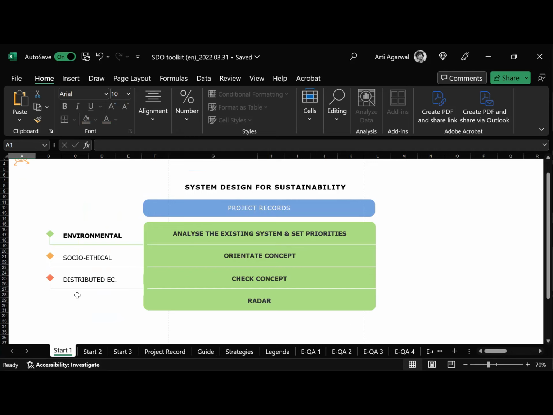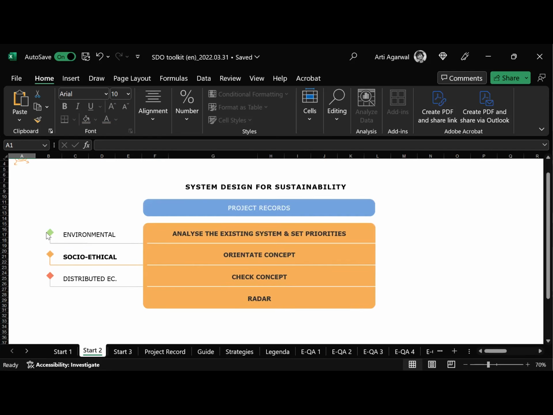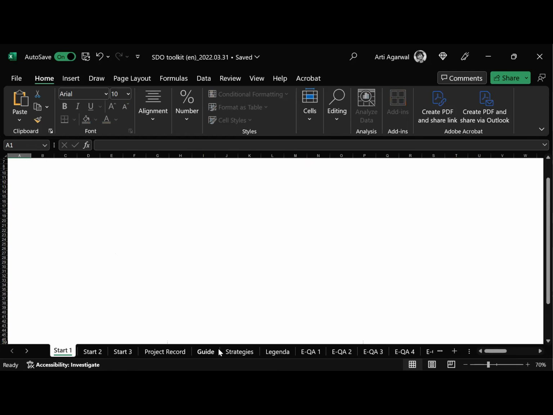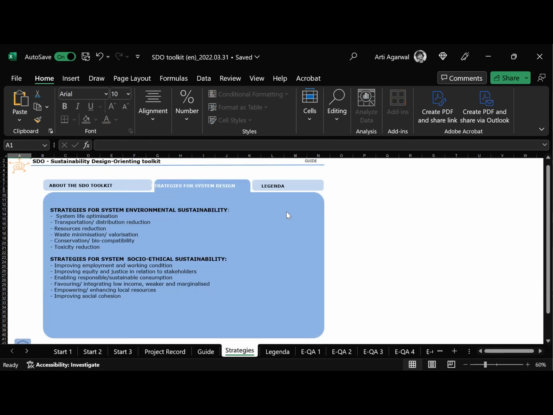You have to scroll at the bottom and select start. The easy thing is, if you want, you can start with socio-ethical from start 2 and distributed from start 3, but they're all clickable. There's a guide here. There is a PDF, I think, which opens if you click on this, how to use the SDO toolkit. It will help you with the same things we've just discussed.